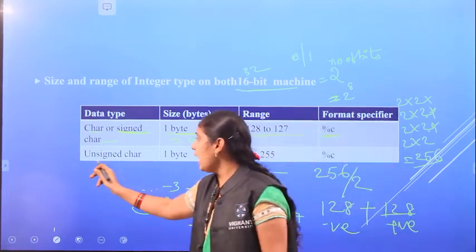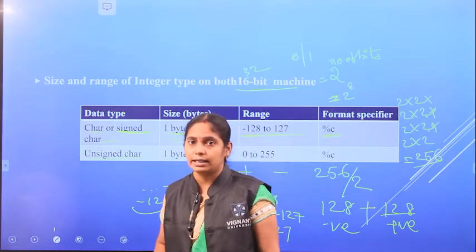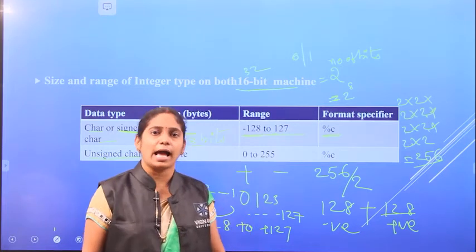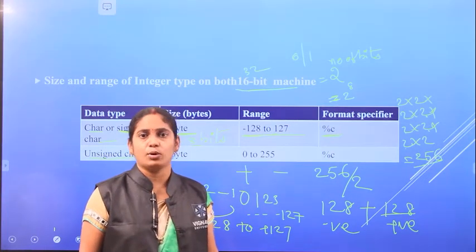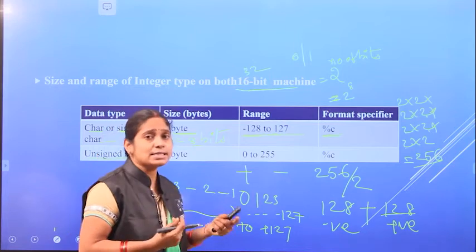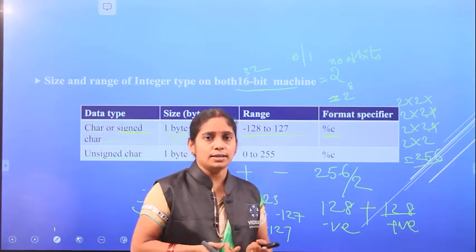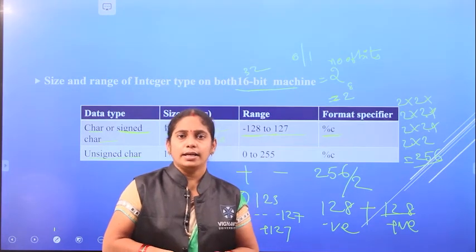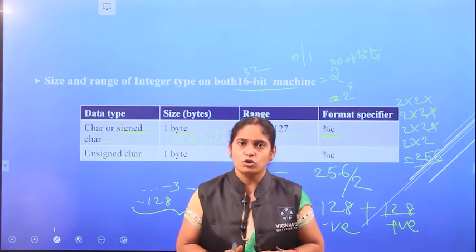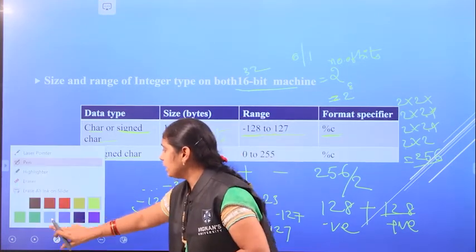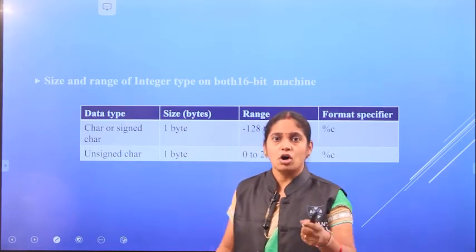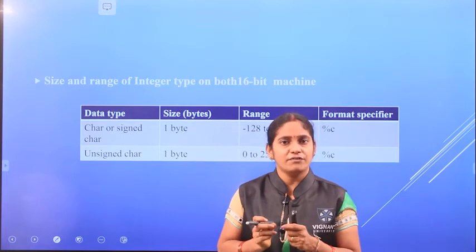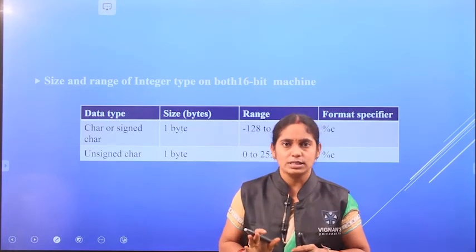And the other one is unsigned character. Previously we discussed the signed character; we can simply use the term char. Signed char or char, both are the same. The second one is unsigned. Unsigned means there is no sign. If there is no sign, every value is considered positive only. If a sign is there, then only will it represent positive or negative.